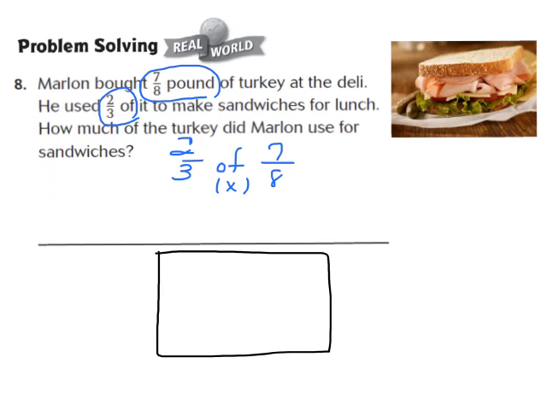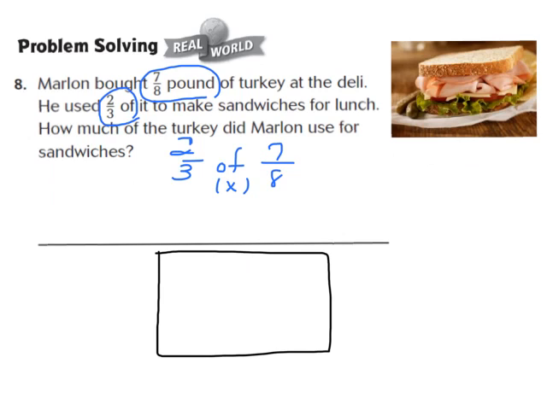Now we're going to go back to that second factor in our problem, which is 7/8. Now 8 is the denominator, which means we have to now divide our rectangle into 8 equal columns. And because 7 is the numerator, we then have to shade in 7 of those 8 columns.